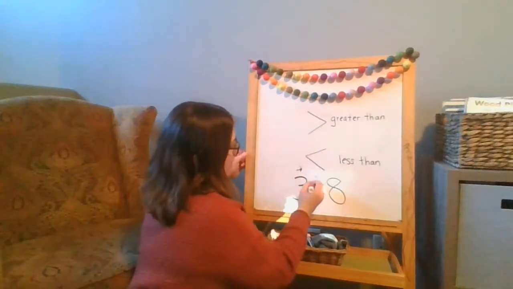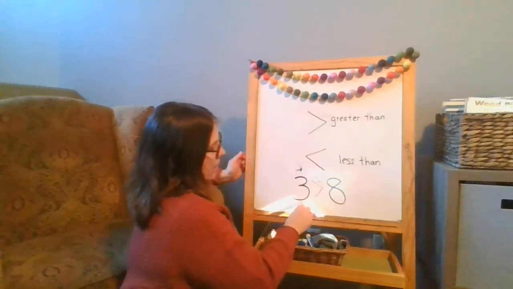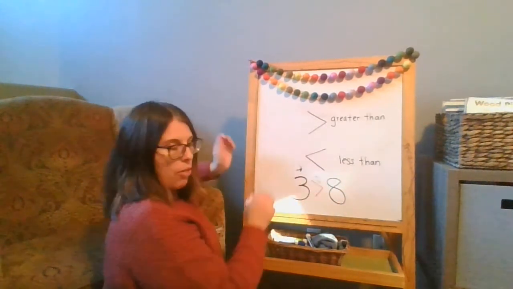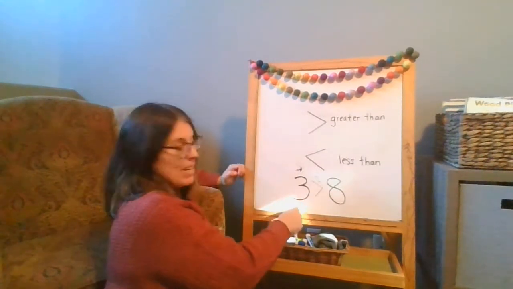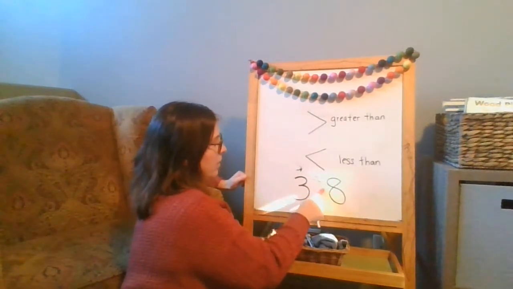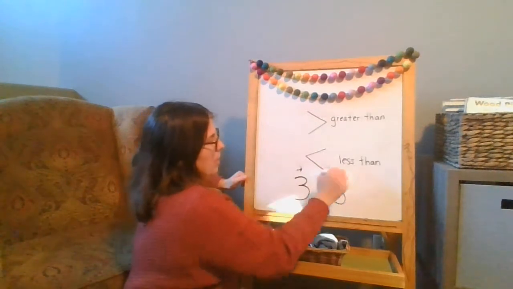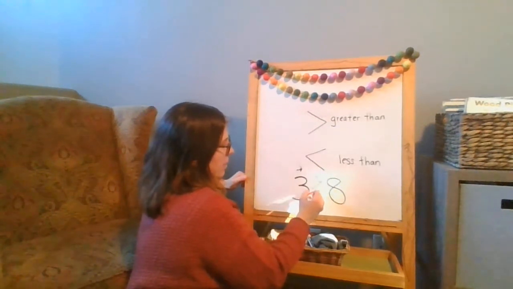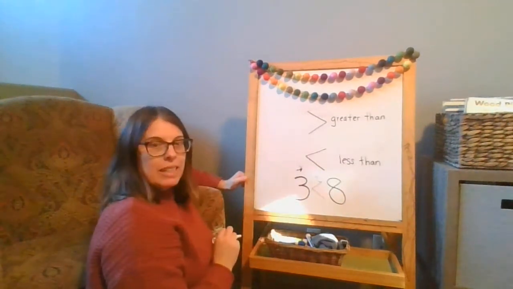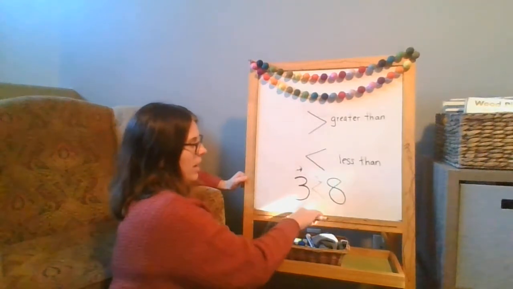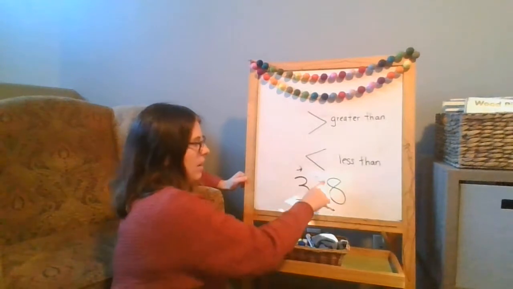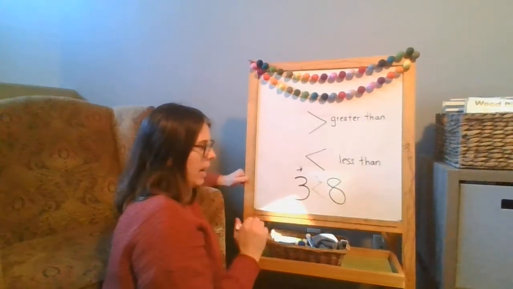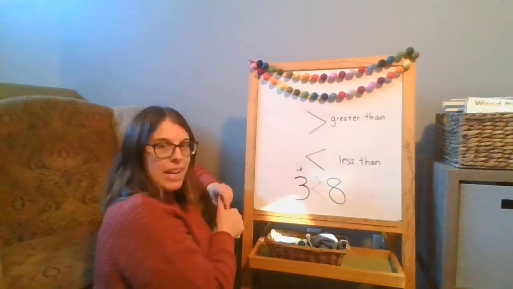Let's see. If I put in the greater than sign, our alligator is pointing towards the 3 with its open mouth. Does it want to eat 3? No, it really doesn't want to eat 3. Okay. What if I put in the less than sign? Does that make sense? 3 is less than 8. Yes, it does make sense. The alligator is now eating the bigger number, which is 8. 3 is less than 8.